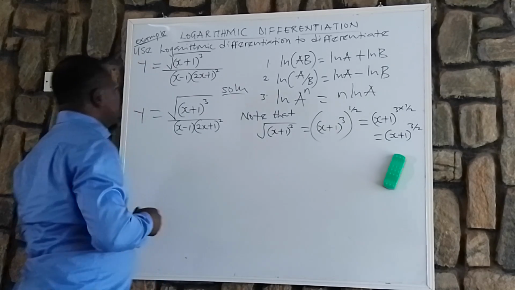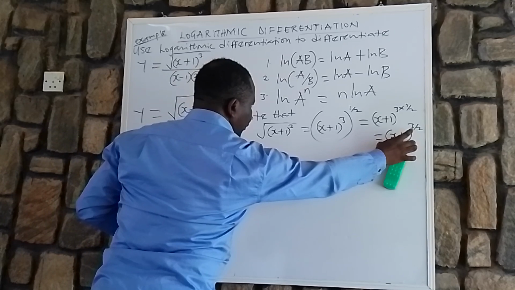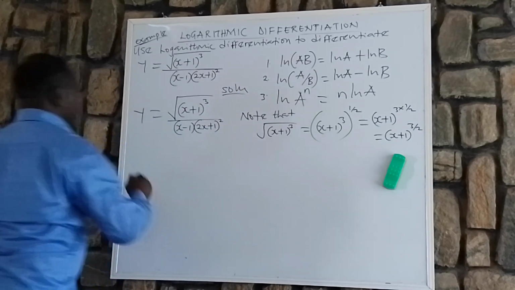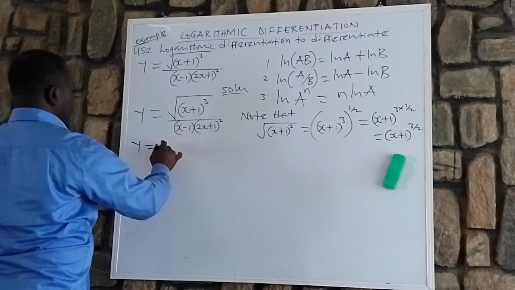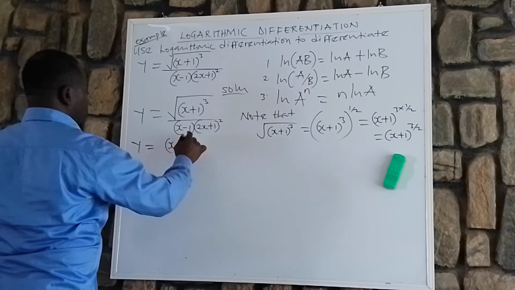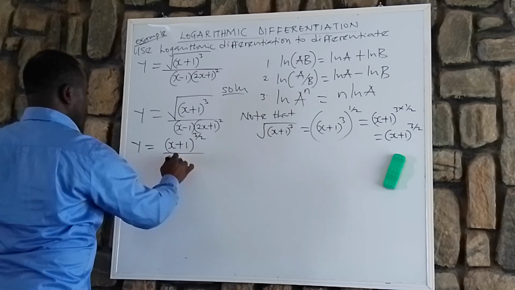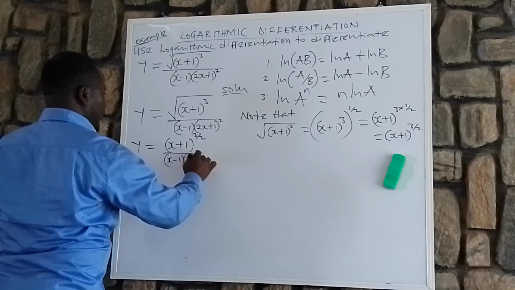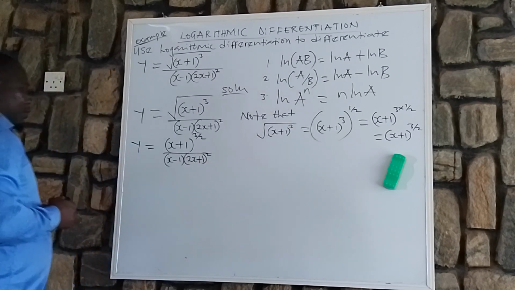So now, instead of this, we'll simplify it this way. Here, the numerator will now be, our y is equal to (x plus 1) raised to the power of 3 over 2, all over (x minus 1), open bracket, (2x plus 1), all in bracket, raised to the power of 2.